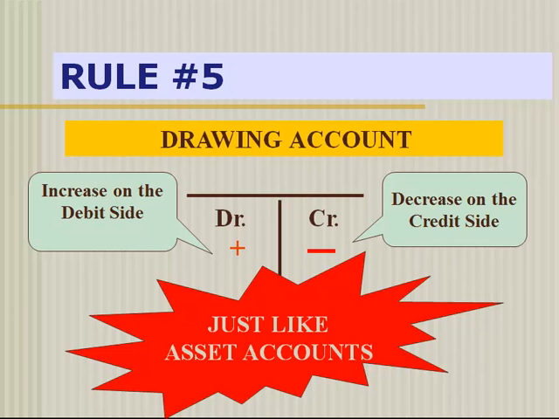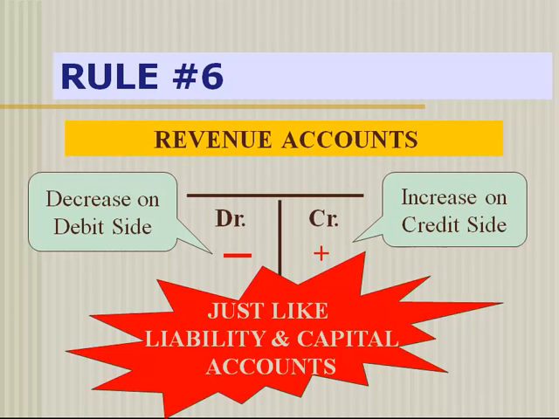Now, the next thing, rule number 6, is my revenues. Now, revenues are when I do something to earn money. I like to say when I do what I do, it's called a revenue. When I do what I do, it's called a revenue. So whenever I earn money, I'm going to increase my revenue account by putting it on the credit side. I'm also going to increase my cash account by putting it on the debit side, right?